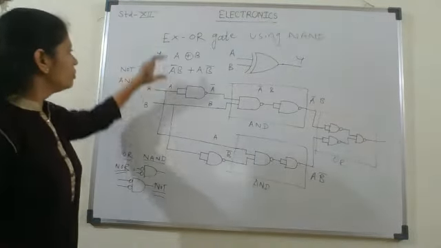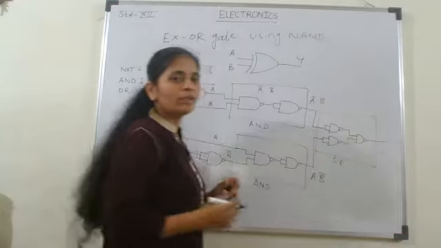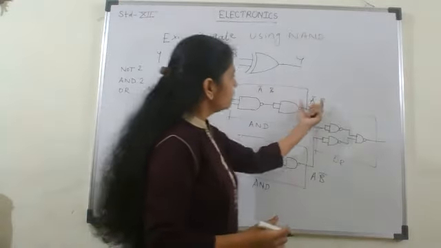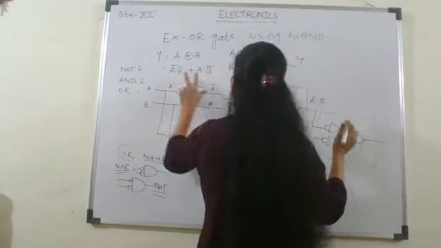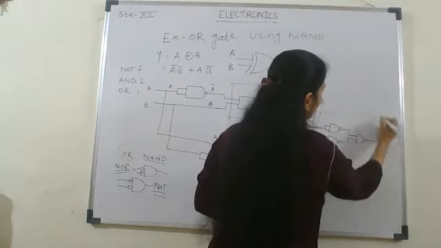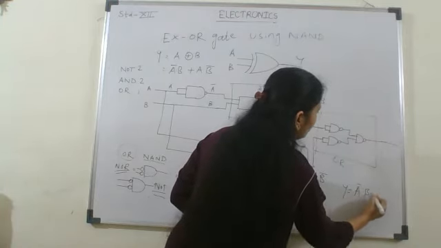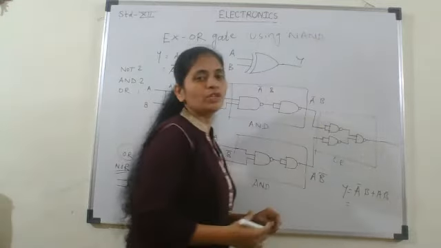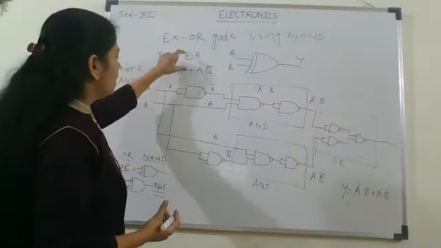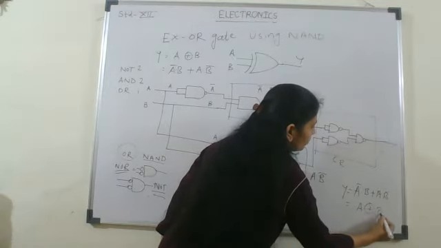Now what we have to do? We have to add these two terms by ORing these two terms. How we can OR this term? By connecting one OR gate. So we have to connect the OR gate. So here this term and this term is added, and finally we got this answer, that is, I am writing the answer here, Y is equal to A bar dot B plus A dot B bar, and that is the equation of XOR gate, and the Boolean equation of XOR gate is A XOR B.